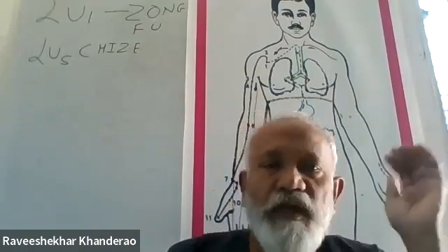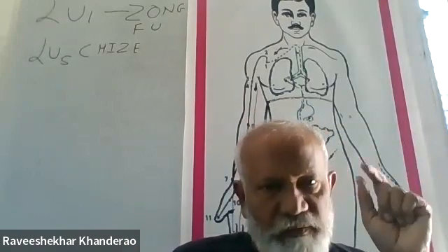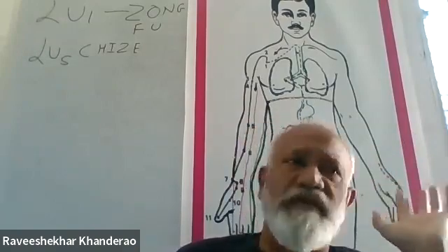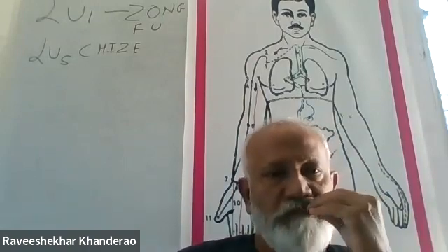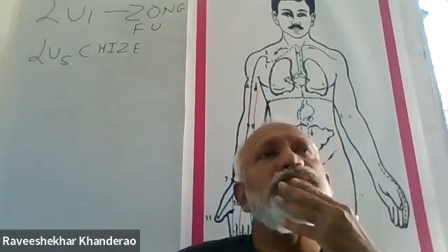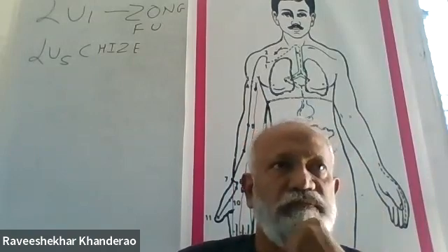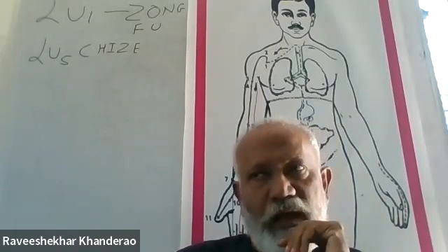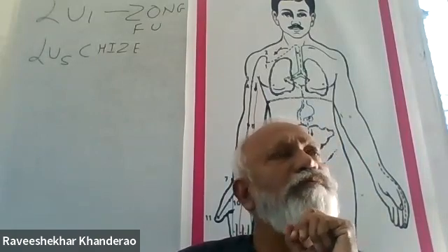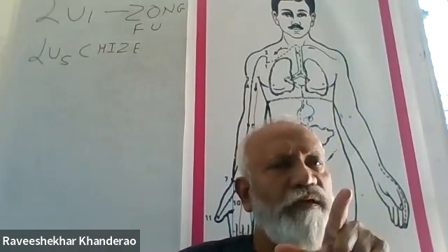Okay, so I'm going to next Yachia. That is Ravi, before that, one question. You mentioned lung 5 is a sun point, right? Yeah. The sun point, and what is the mother point for that? Mother point. Which is the mother point for this sun point?